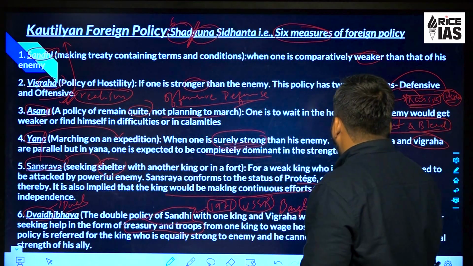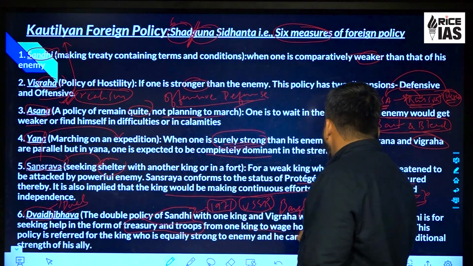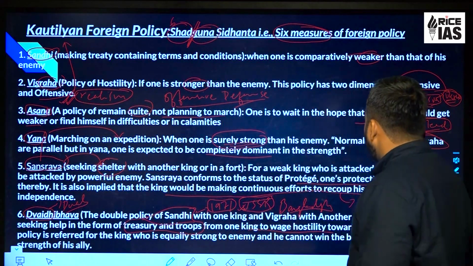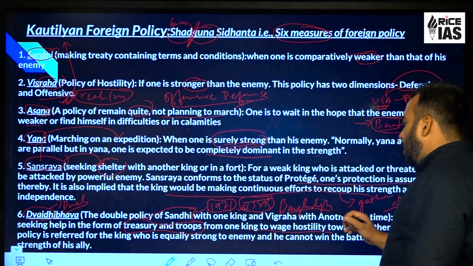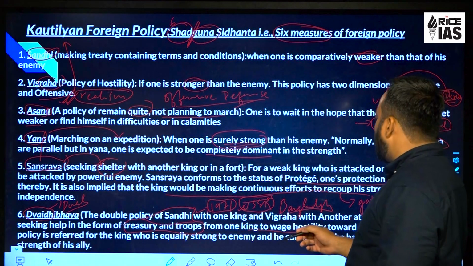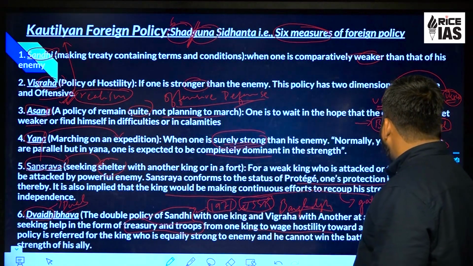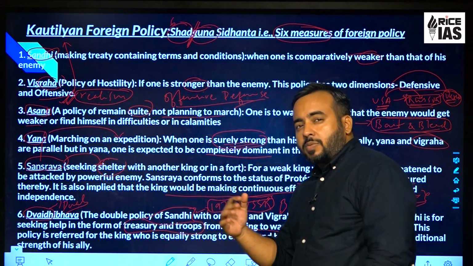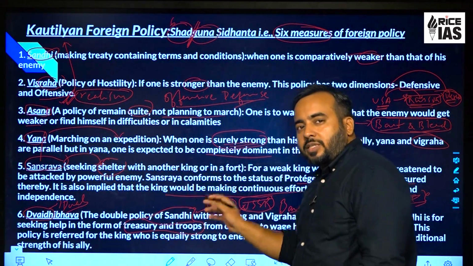So while waging the war with Pakistan, India signed a friendship deal with USSR. This policy is meant for the king who is equally strong as the enemy and cannot win the battle without additional strength, because Pakistan was supported by USA at that point of time.